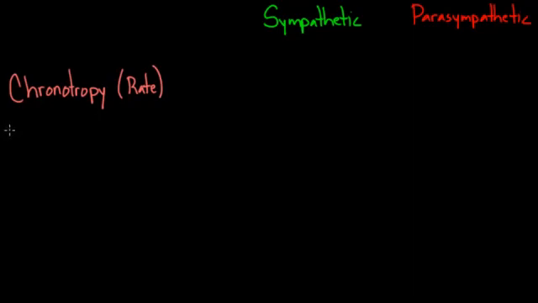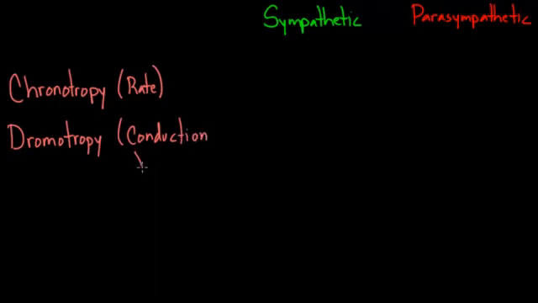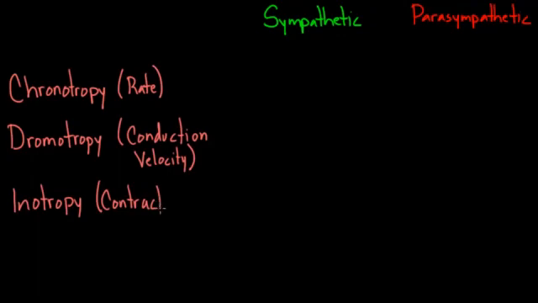A second term is dromotropy. And dromotropy has to do with conduction velocity. How fast a signal is going from one cell to the next. And then we have inotropy. And inotropy has to do with contractility. How hard the muscle is contracting. The force of contraction, you can think of it as the force of contraction.